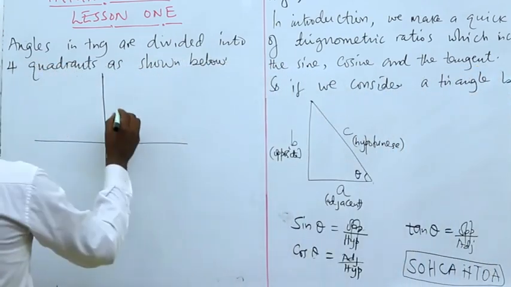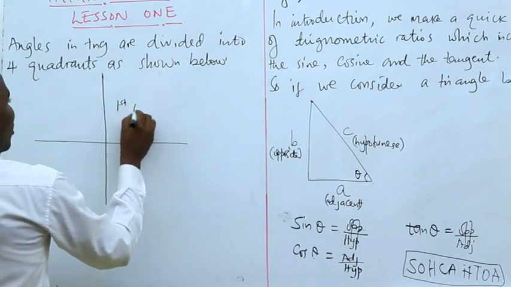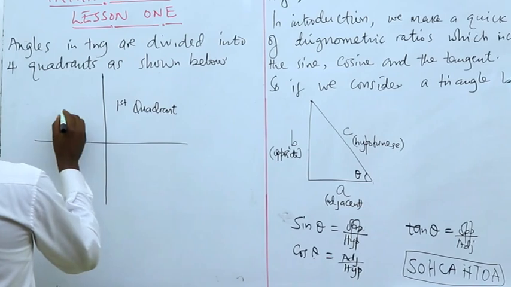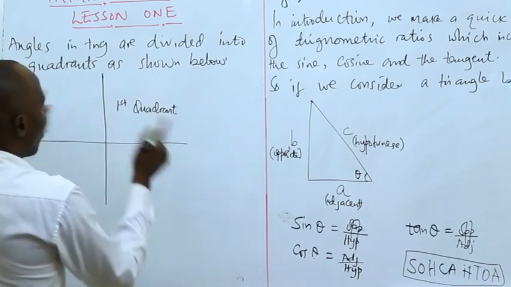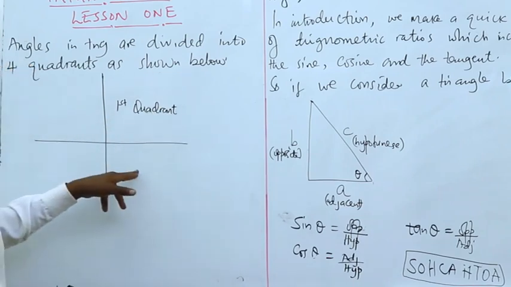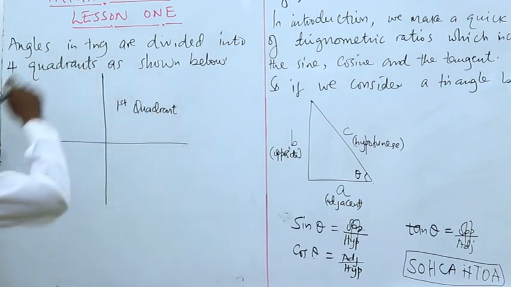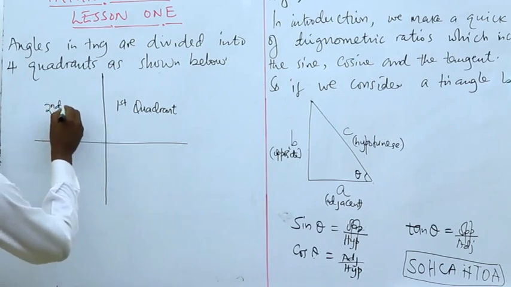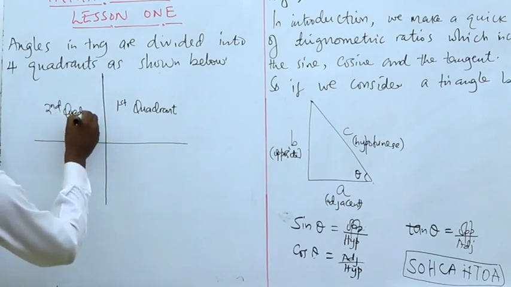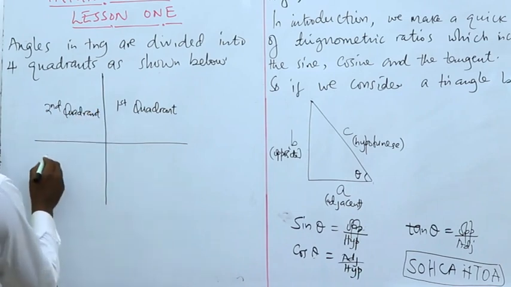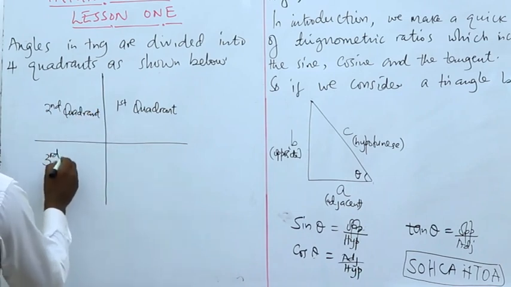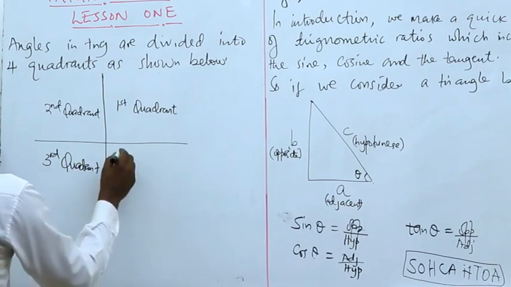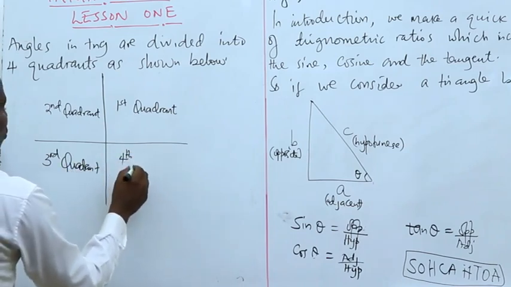Now, this one here is the first quadrant, and you always move in the anti-clockwise direction. The second one is not this, but it is this side because you are moving in the anti-clockwise direction. So this is the second quadrant. This one is the third quadrant. This is the fourth quadrant.